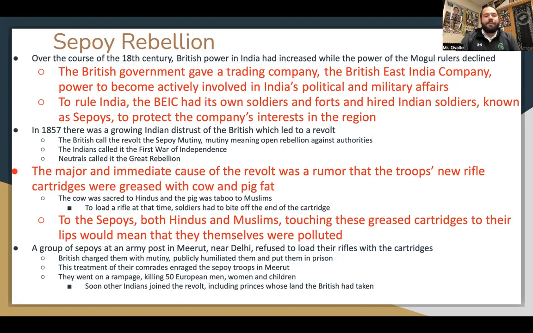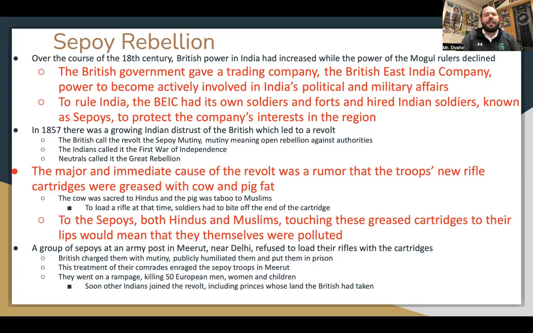So, in 1857, there was a growing Indian distrust of the British, which is going to lead to a revolt. Depends on who you talk to. The British call it a Sepoy mutiny, mutiny meaning an open rebellion against authority. The Indians call it their first war of independence. Neutrals call it the Great Rebellion. Tomato, tomato. Same thing.